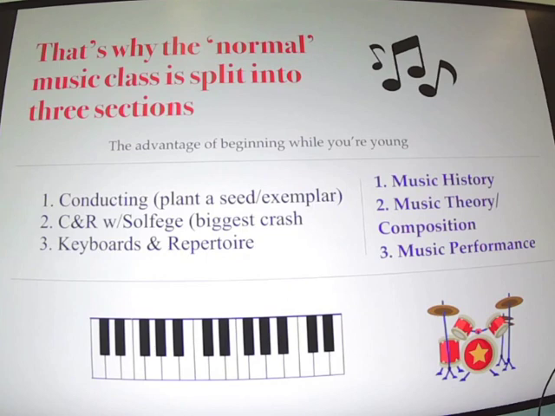So it's important for me as a teacher to make sure that you have an example, or we actually use the word exemplar, buried in your brain of those styles. So when you go on to study music and you hear music in those styles, it's not totally new.